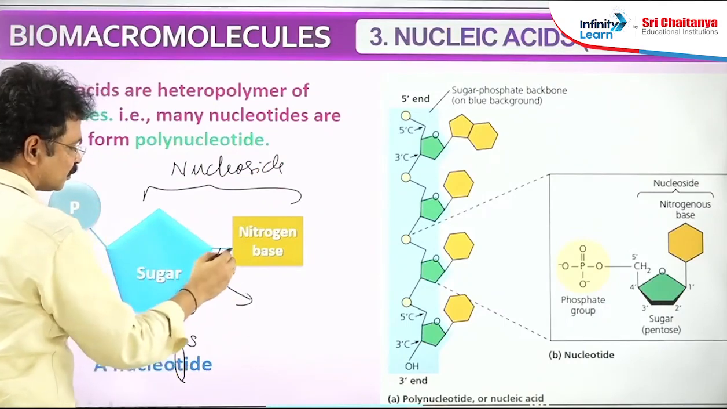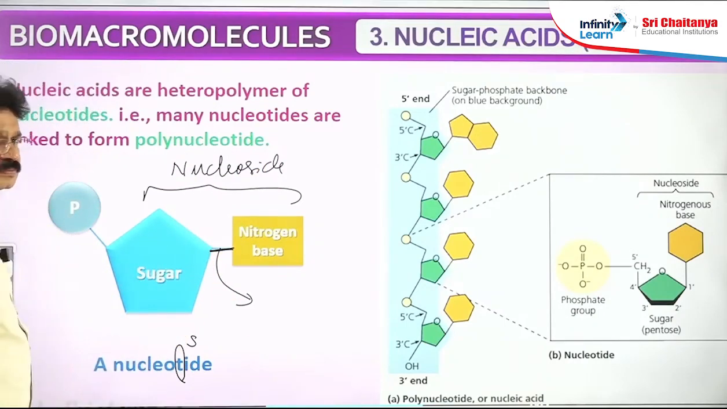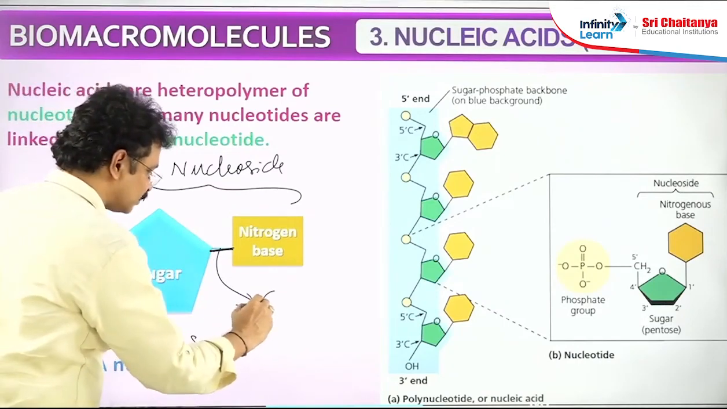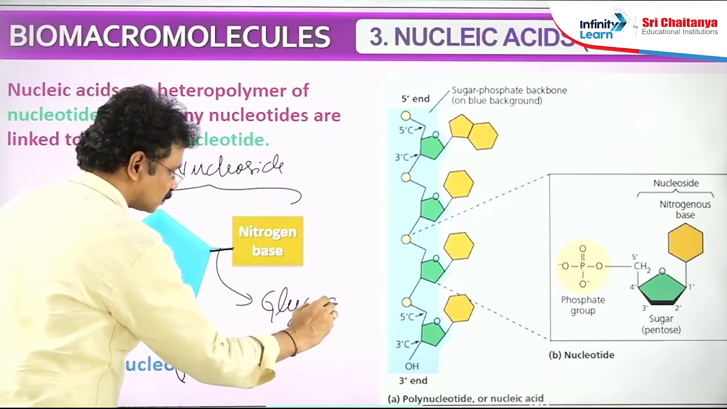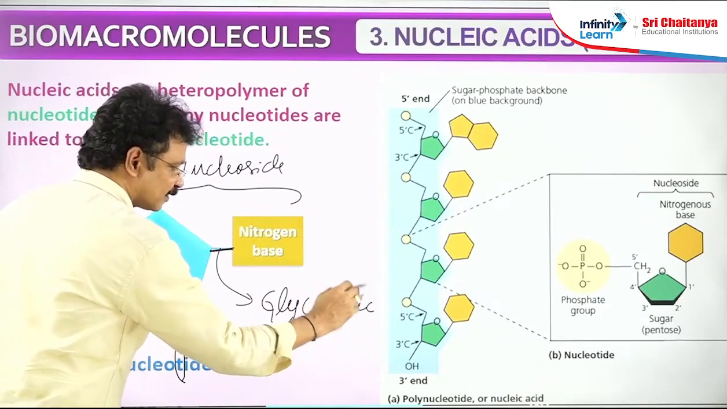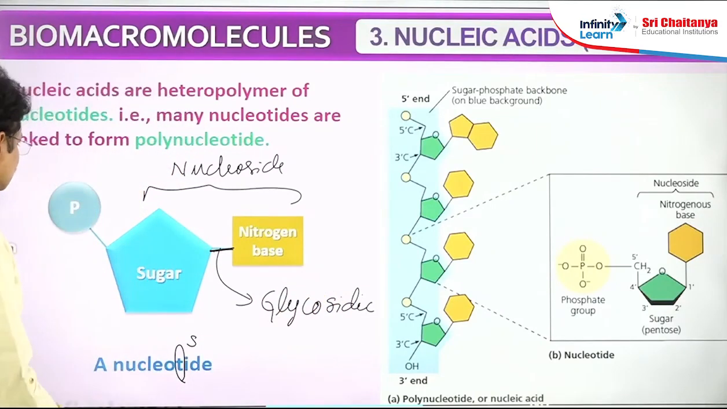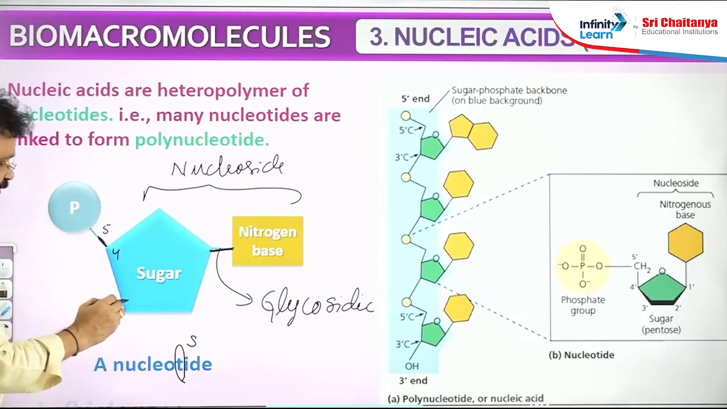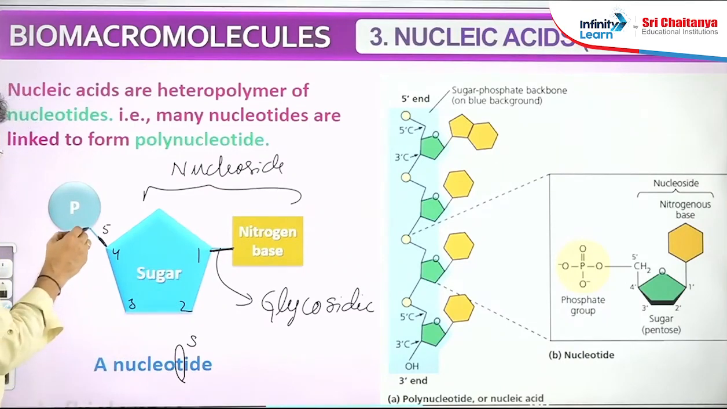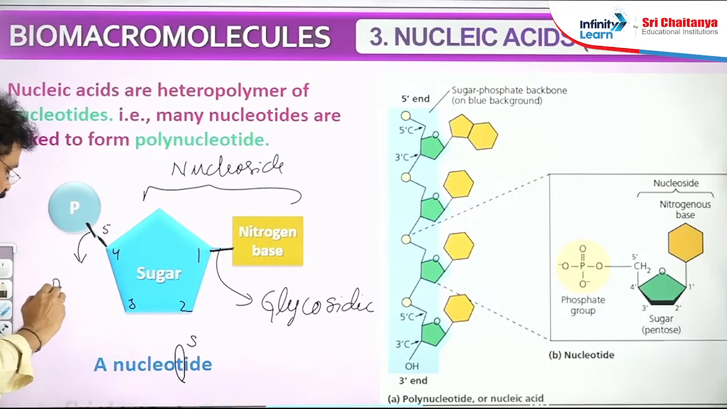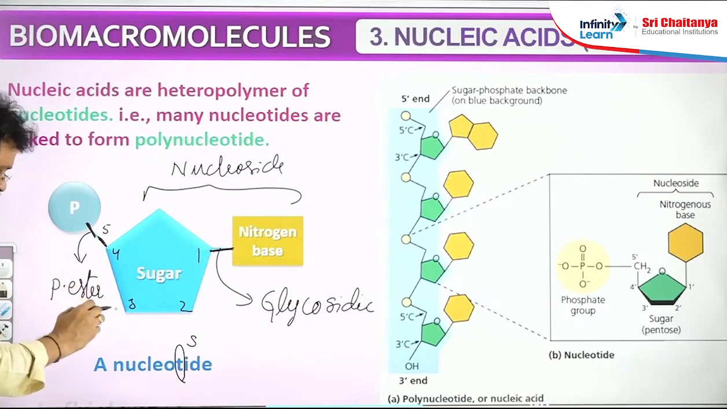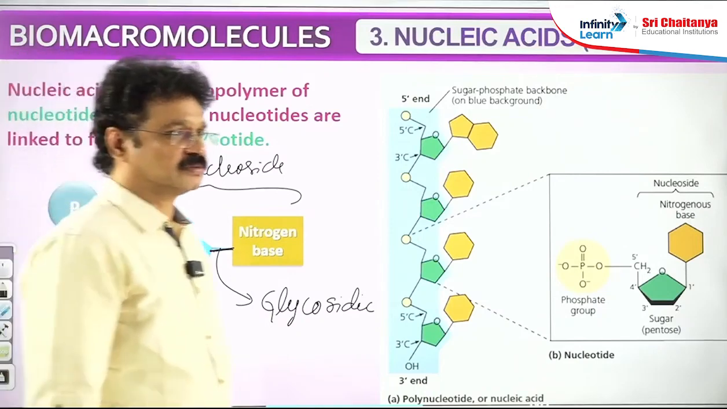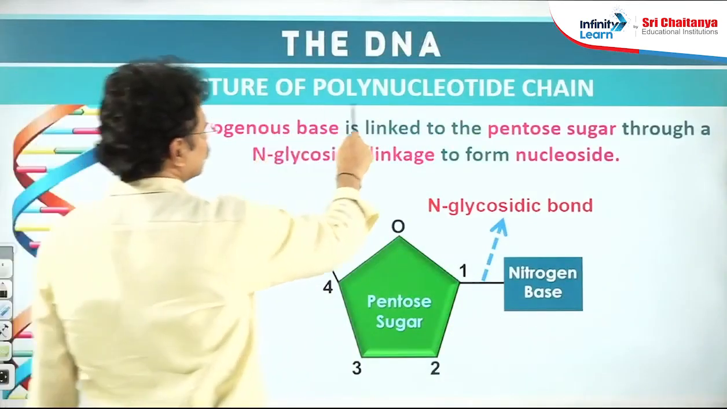Tell me once again, what is the name of this bond? Yes, good. Glycosidic bond. N-glycosidic. And the bond present between the fifth carbon of a sugar. This is the fifth carbon, it is the fourth carbon, third, second, first carbon. Name of this bond? Ester bond. Yes. Ester. Phosphoester. Two types of bonds. Structure of polynucleotide chain.